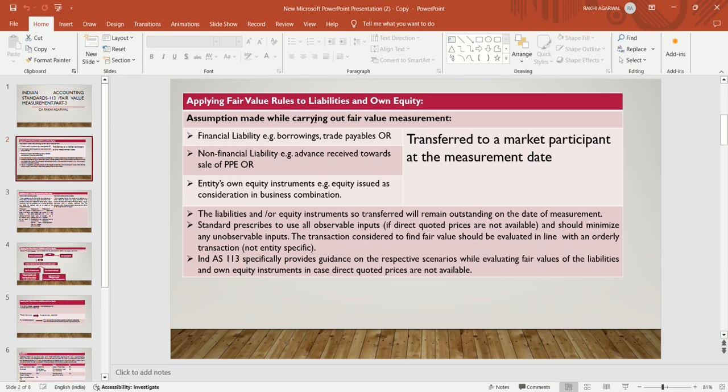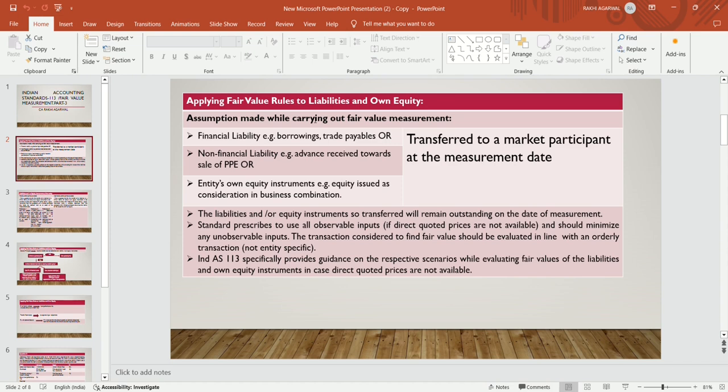Liabilities mean financial liabilities, for example borrowing is a financial liability. Trade payables are financial liabilities, and non-financial liabilities are advances received towards sales of property, plant and equipment. Any advance received is a non-financial liability. If you are borrowing a loan from a bank, that is a financial liability.